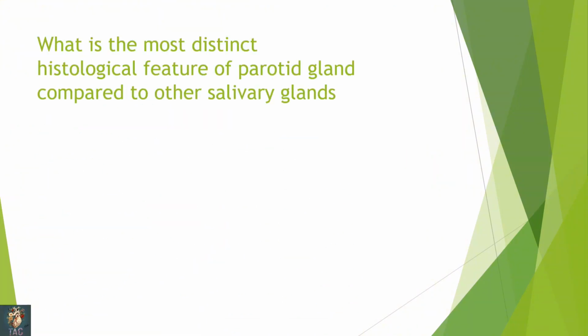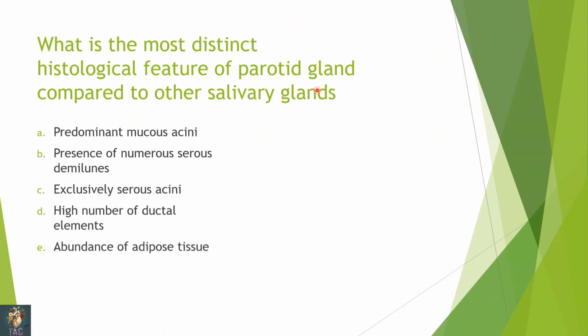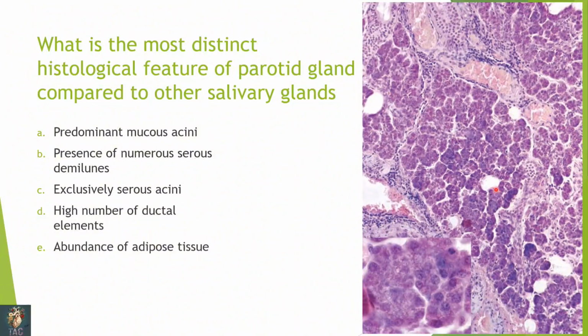Next MCQ: what is the most distinct histological feature of the parotid gland compared to the other salivary glands? So here is the slide. You can see predominant mucous acini, no, because the parotid is purely serous. Presence of numerous serous demilunes. Please remember, serous demilunes are present where the gland is of mixed type. As the parotid is a pure serous gland, exclusively serous acini is the correct option.